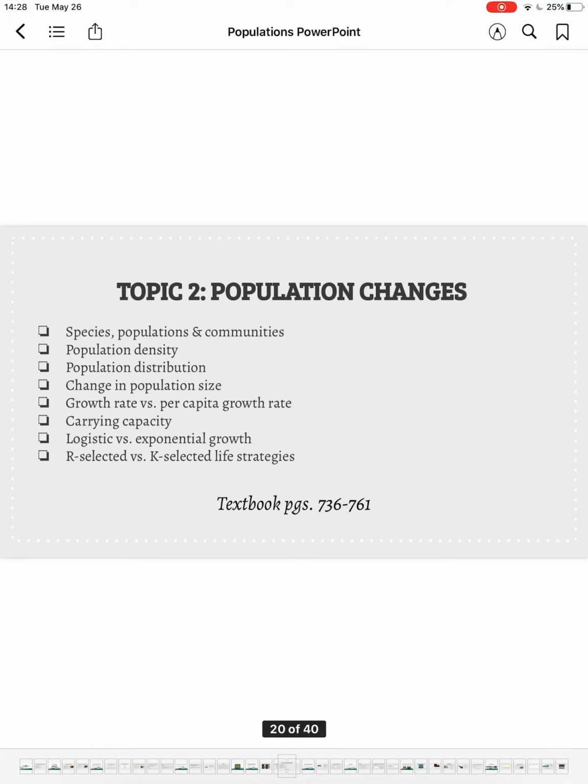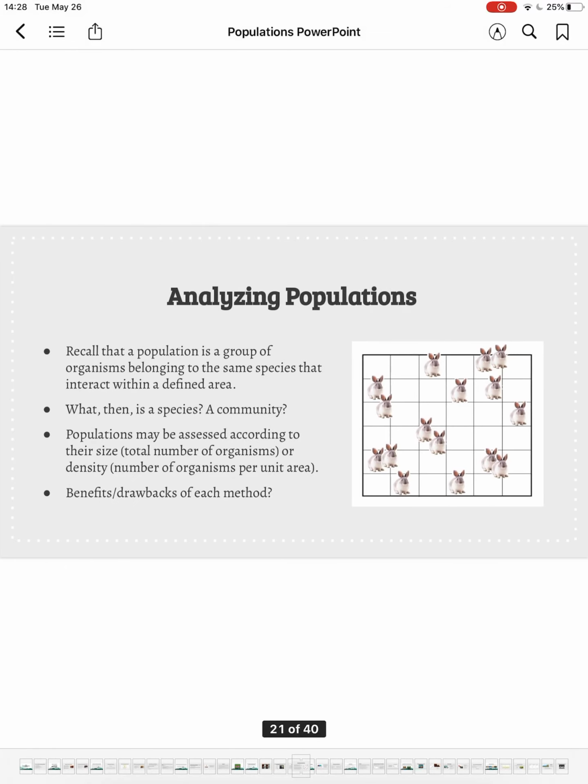So in this chapter, we're going to look at some populations. We're looking at species, how they're distributed, some population sizes, how they grow, what a carrying capacity is, and types of growth again. And then some growth strategies, so strategies on how a species grows.